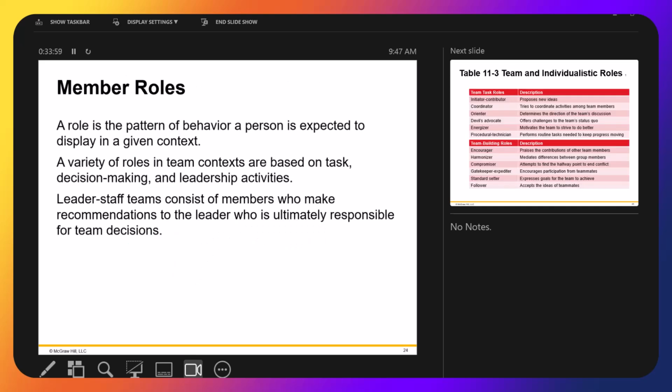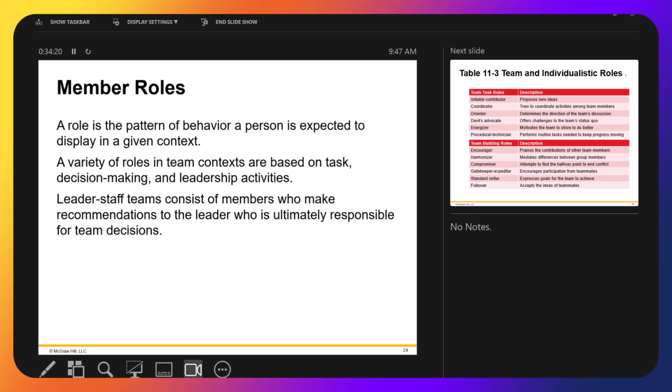So member roles. Member roles is the pattern of behavior a person is expected to display in a given context. A variety of roles in team contexts are based on tasks, decision-making, and leadership activities. Leader-staff teams consist of members who make recommendations to the leader, who is ultimately responsible for team decisions.